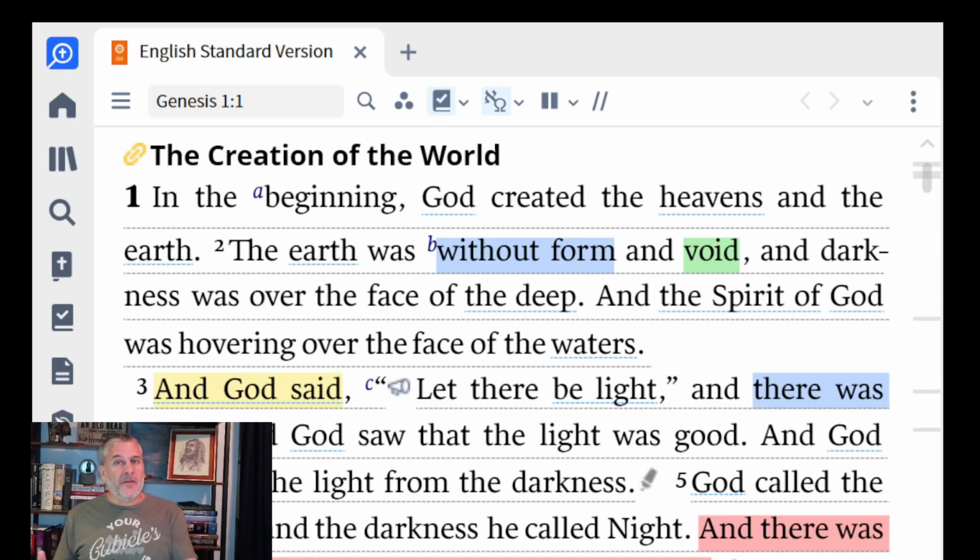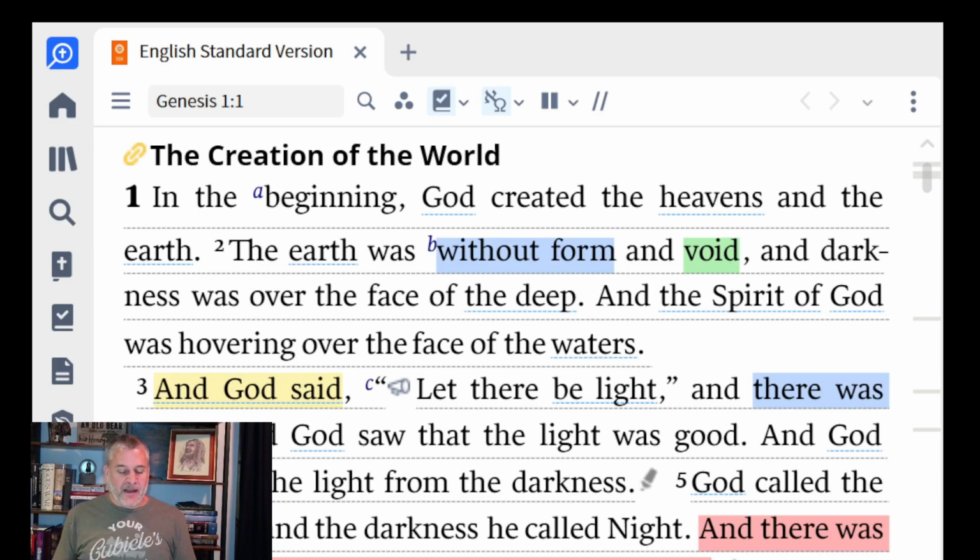The issue is that it's shapeless and empty. The first 3 days are going to work on the shape. The next 3 days are going to work on the filling. This is part of the shape. So how is light part of the shape? That's why this is an important question: what is it that God created on day one? The answer isn't really light.